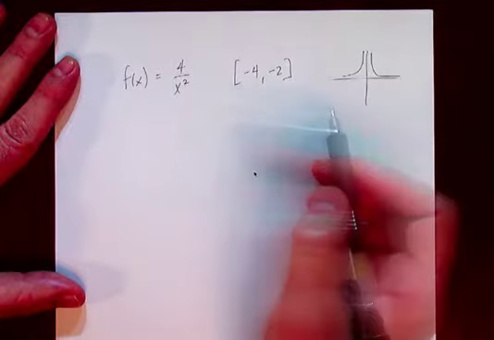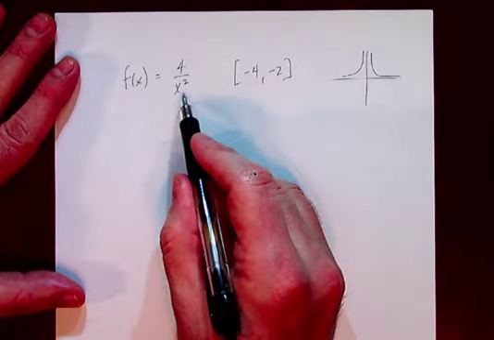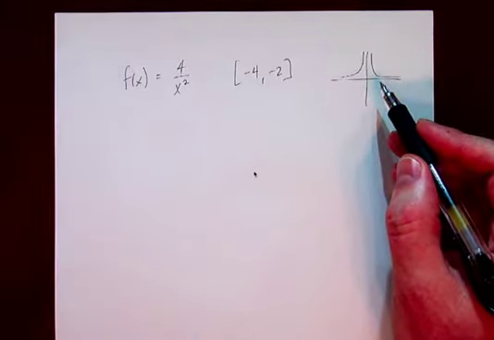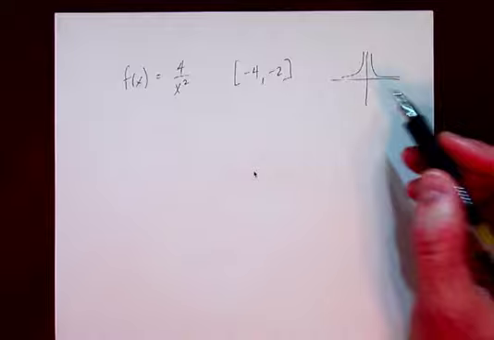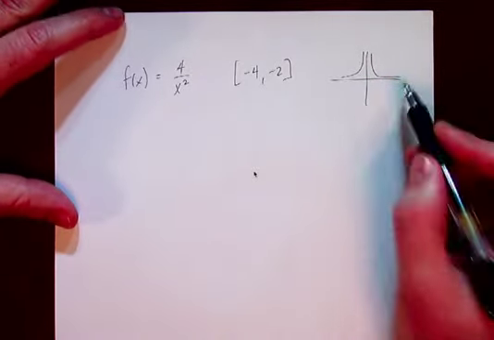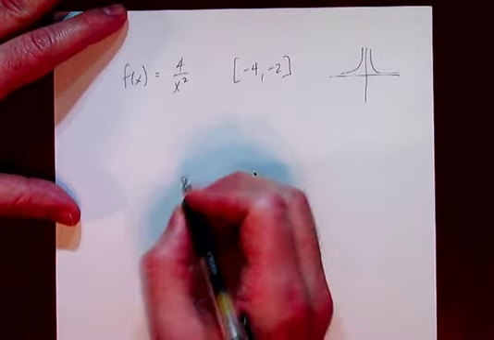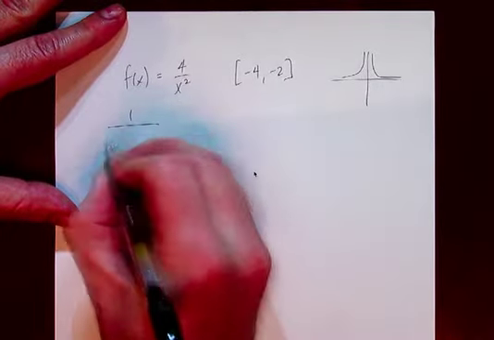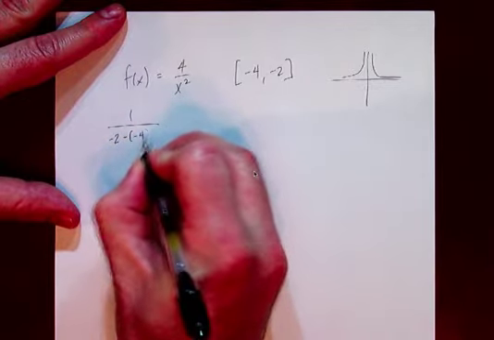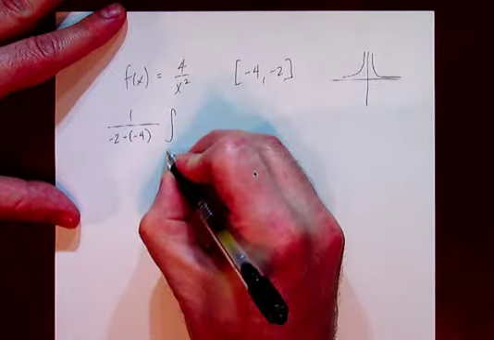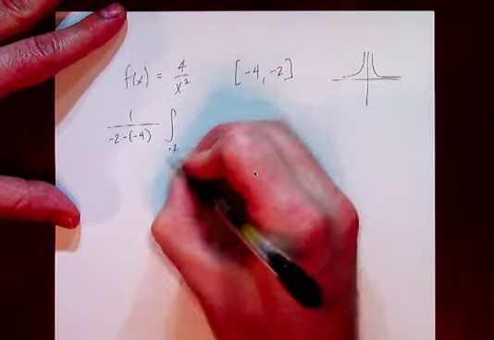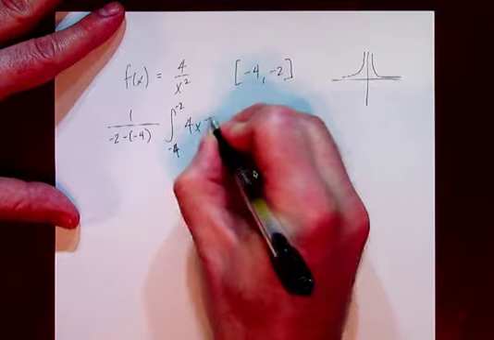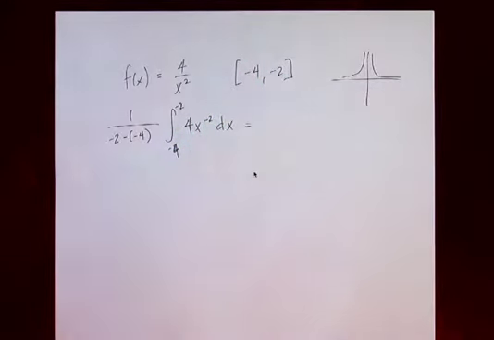Now, because it's squared in the denominator, we notice that whereas the original reciprocal function has origin symmetry, this is going to have y-axis symmetry. This is even. But let's go ahead and just jump right in. I know that if I have 1 over b minus a, integral from a to b of f of x dx, that should give me the average function value.